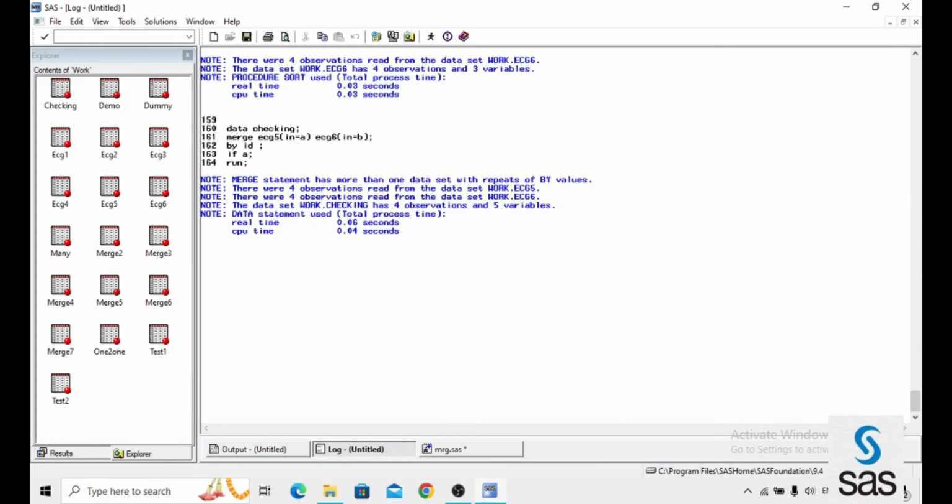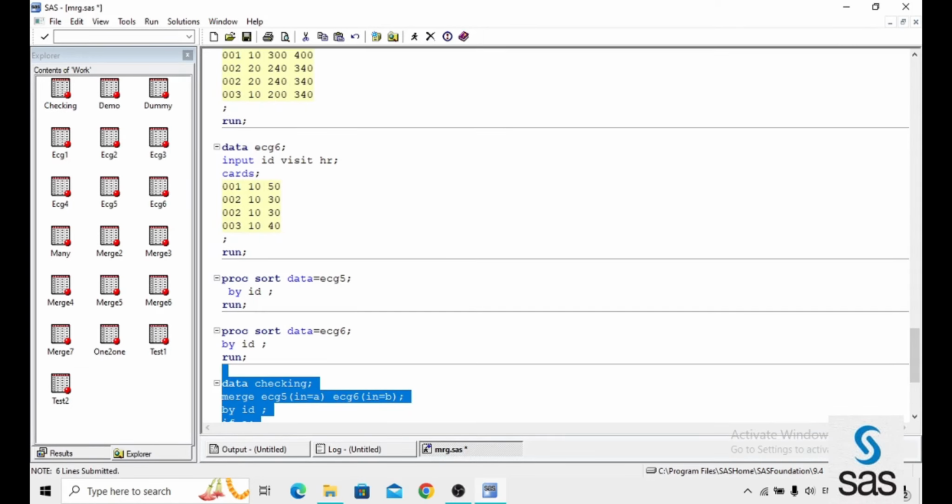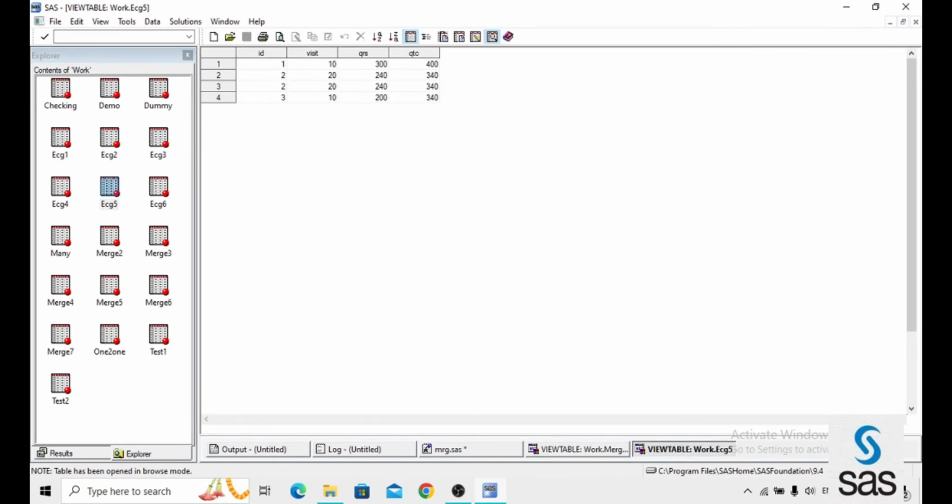Observe here, this is a merge by repeat statement. The merge statement has more than one data set with repeats of BY values. What does it mean here? What are ECG5 and ECG6? In ECG5, what are the observations? Only ID, because I mentioned ID only. 1, 2, 2, 3. In ECG6, 1, 2, 2, 3.